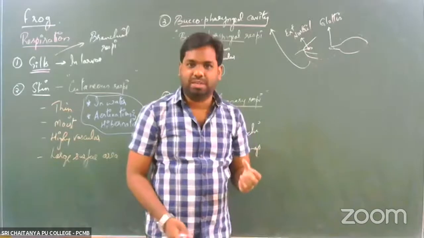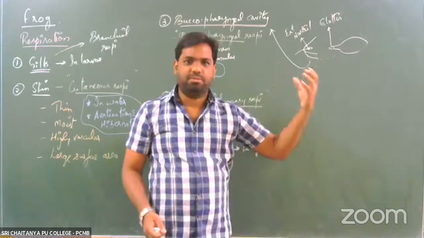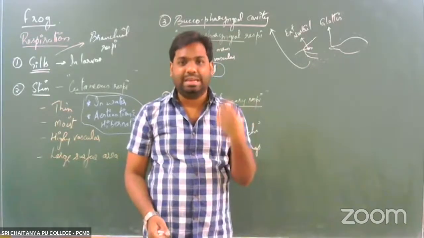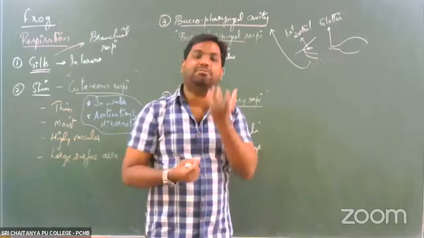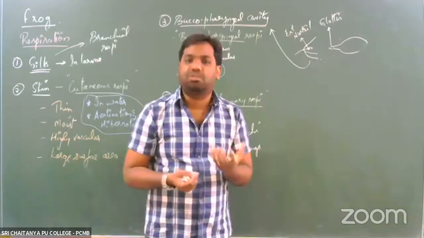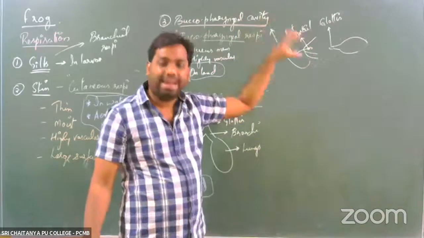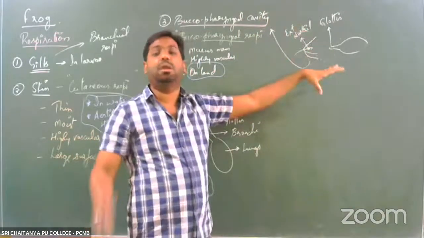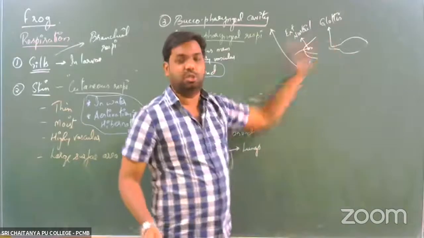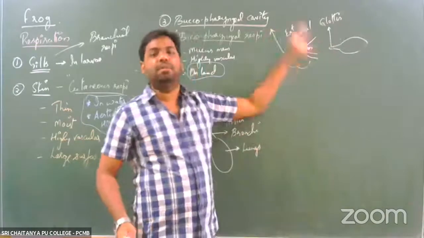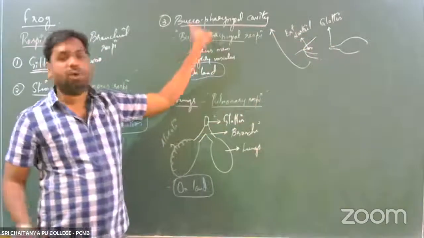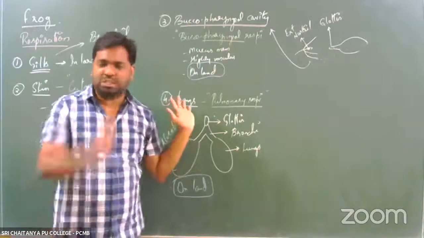You can just observe that. If you try to find a frog, in the neck region, they don't have a neck, but in the pharyngeal region you find a swollen structure. That is because of the accumulation of air during the process of respiration, because the glottis is closed. And this is the time they undergo buccopharyngeal respiration. This is the first instance.